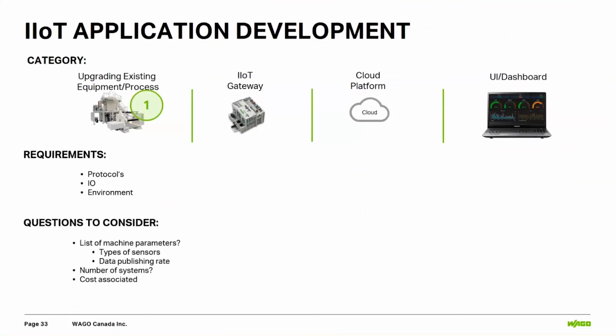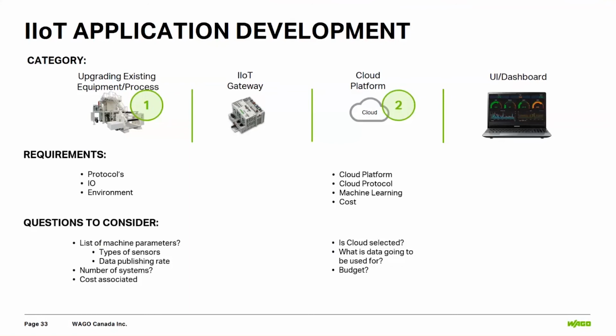So some questions to consider are, maybe we want to come up with a list of machine parameters that we want to monitor. So what types of sensors will we need to monitor those parameters, and how frequently do we need the data? How many systems are we going to need, and what's the cost associated with that? From a cloud platform standpoint, obviously, do we want to use a cloud platform? If we are, are we going to use a cloud protocol? Do we want to use machine learning? What's the cost associated? So again, what is the data going to be used for? This is where we really want to nail down what kind of decisions we are going to drive with this data.